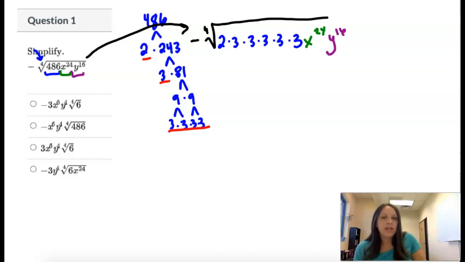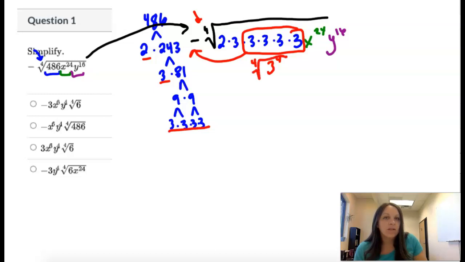So my index is 4. That means I need 4 of the same thing to come out here. Okay, this is really 3 to the 4th. Notice how the index number and the power of are the same. So that means when I bring this out, I have the 4th root of 3 to the 4th. So these actually cancel, and I'm just left with 3.